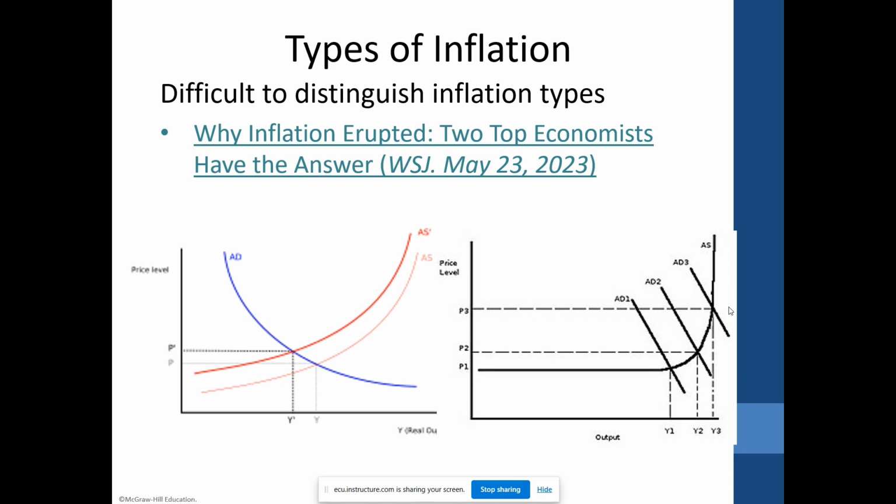First, sometimes it is difficult to distinguish between the causes of inflation. The economy is dynamic, and multiple factors intertwine, evolve, and influence one another.